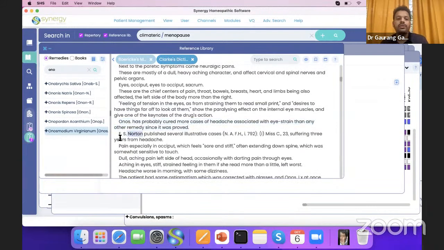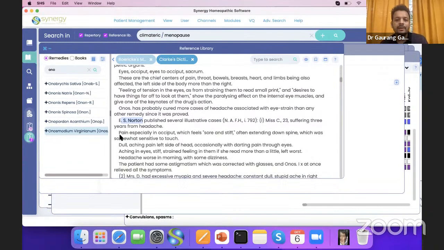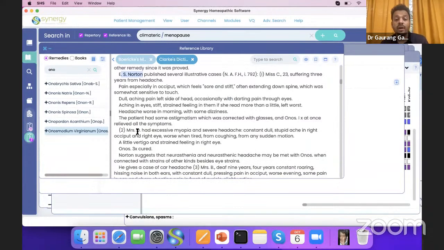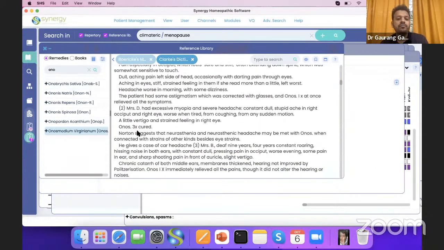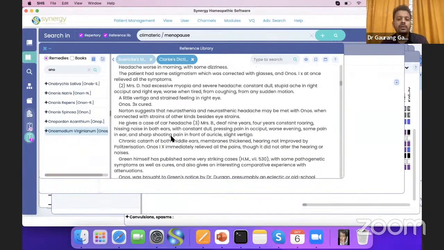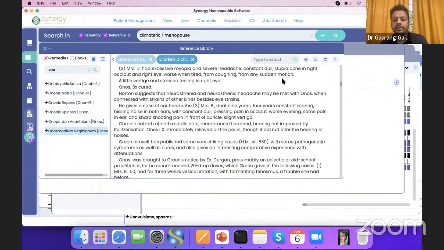Master Norton, you should know, is an authority in ophthalmology and homeopathy. He writes that he treated many cases of ophthalmic headaches, cases who had excessive myopia, cases which have many ophthalmic issues causing headache. He gave Onosmodium in a much lower potency with brilliant results. This is just one of the ideas I wanted to give you about the literature in homeopathy that we have, and it's fascinating how homeopathy can help in cases of this sort.